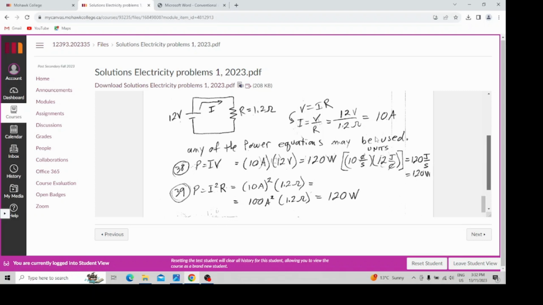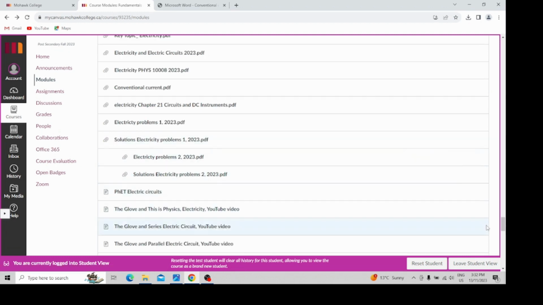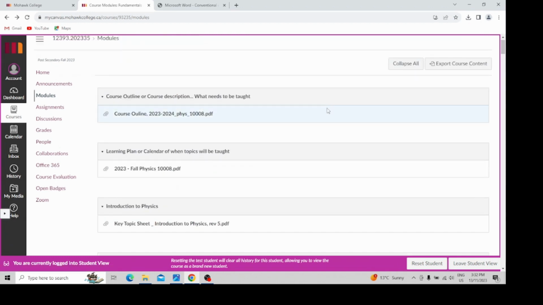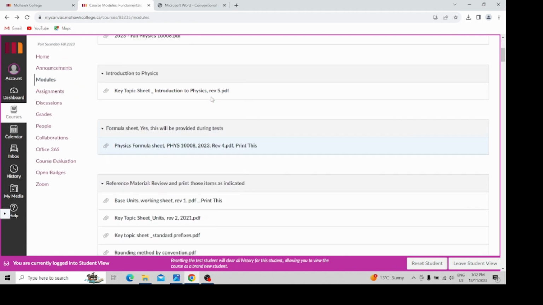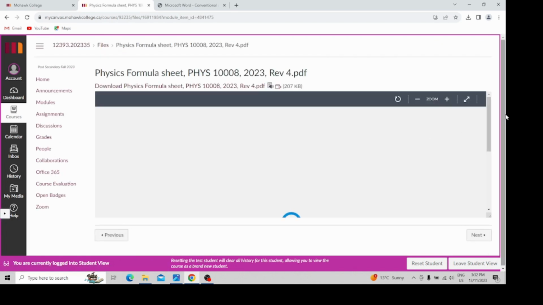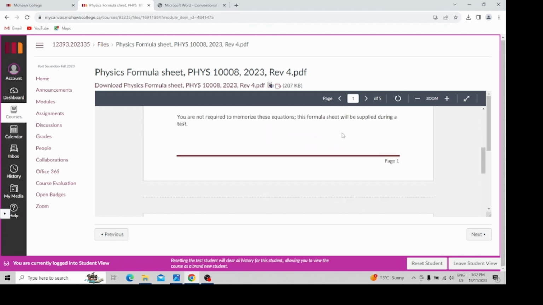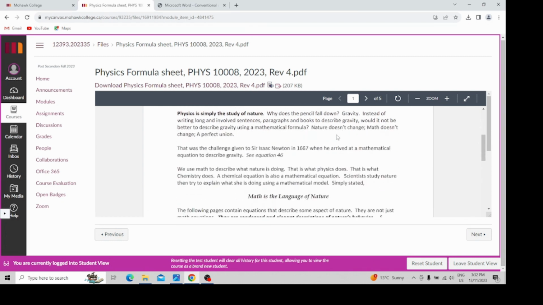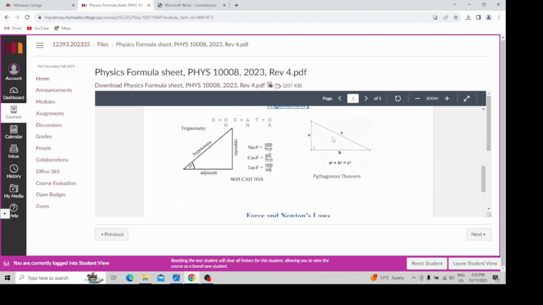Now I'll just stop here. Let's go back and have a look at our equations. They're way up at the top somewhere. Here is the formula sheet. And these are the equations we'll be using for electricity. I gave a long little blurb here regarding why there are so many equations. Physics is nothing more than the study of nature, and math is the language of nature. That's how nature speaks to us, and we in turn understand nature via mathematics.